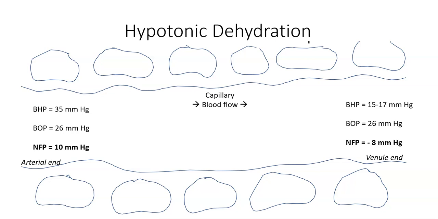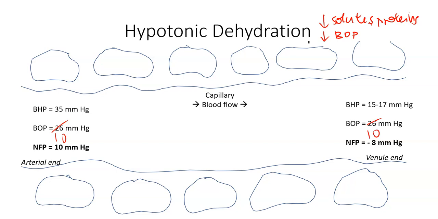Now, since hypotonic dehydration is a loss of solutes and proteins, we know the specific pressure that is influenced is blood osmotic pressure. So I'm going to leave alone the blood hydrostatic pressure, and I'm going to knock down the blood osmotic pressure to a really low number. Let's knock it down to 10 on each end of our capillary.